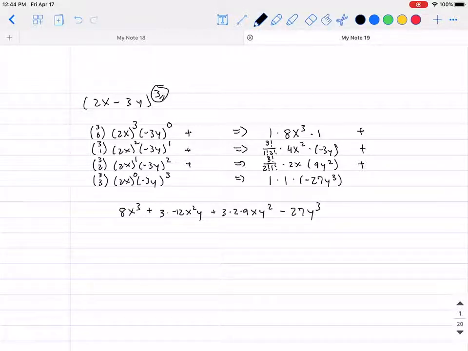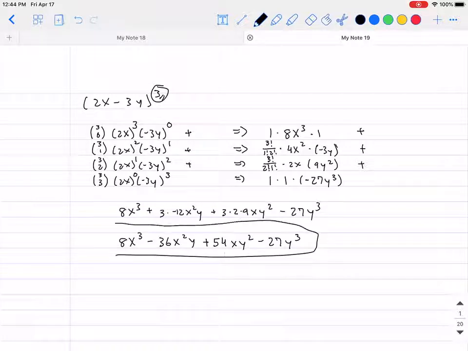And finally, the last term will be minus 27y to the third. So I'll clean it up one last time so you can see. Final answer will be 8x cubed minus 36x squared y. And then we have, looks like it's going to be plus 6 times 9, which is equal to 54, multiplied by xy squared. And finally, minus 27y cubed. Okay, so that's going to be the expansion then.